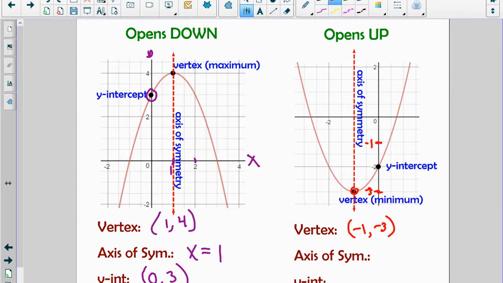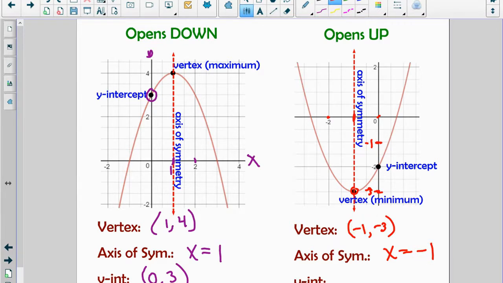So -3 is the minimum y value that appears at any point on that parabola. Because it opens up, the arms are going upward, all the y values are bigger than -3 on the rest of the parabola. So my axis of symmetry, I just have to figure out where does it cross the x-axis. Well, it's right, again, in between 0 and -2, so that would be -1. So all points on that axis of symmetry have an x-coordinate of -1. And you'll notice even the vertex, which is a point on the axis of symmetry, also has an x-coordinate of -1. And that's no coincidence. Those two numbers will always match.